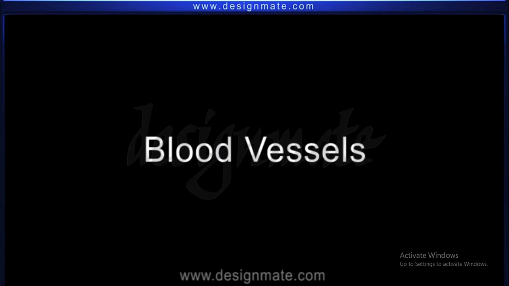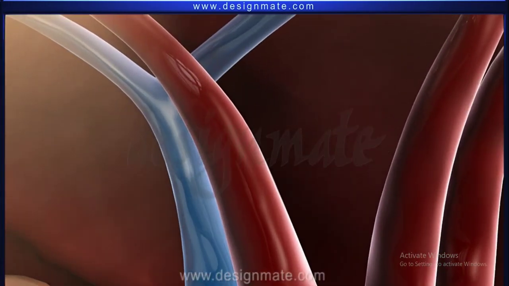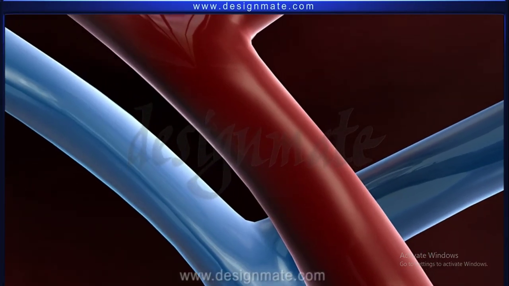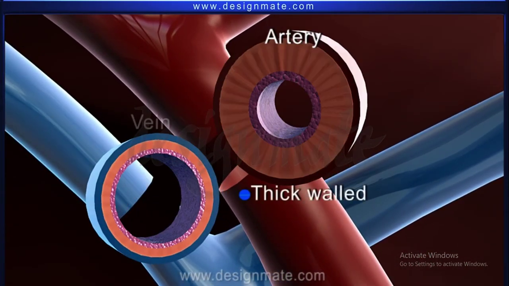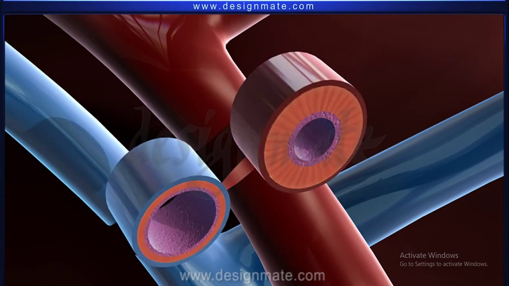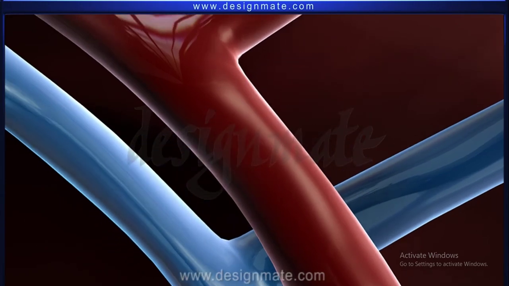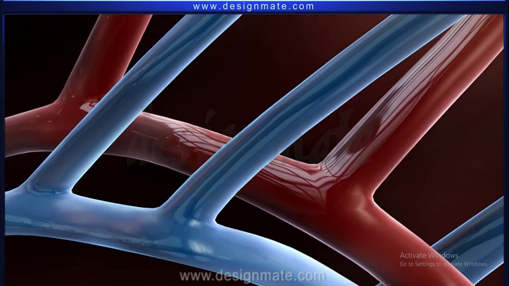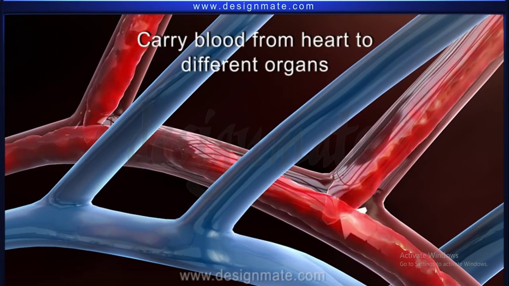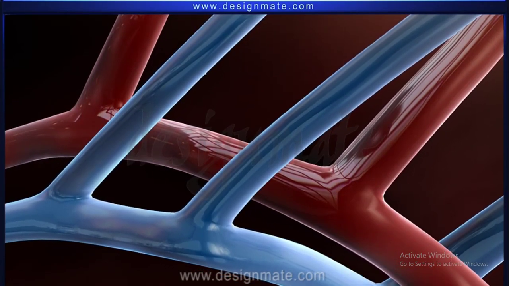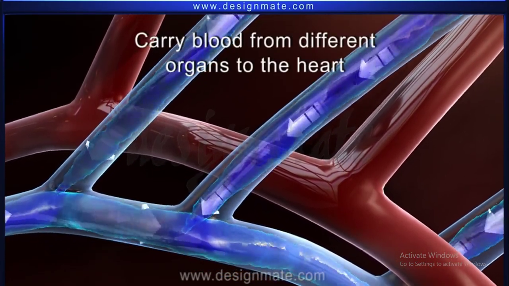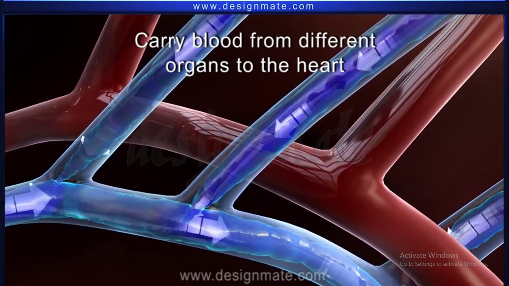Blood vessels. Blood vessels are of three types: the arteries, which are thick-walled, the veins, which are thin-walled. The arteries carry blood from the heart to different organs, and veins carry blood from different organs to the heart.